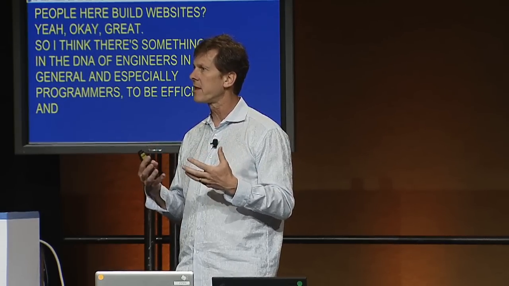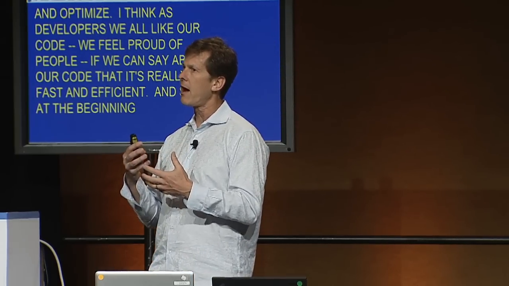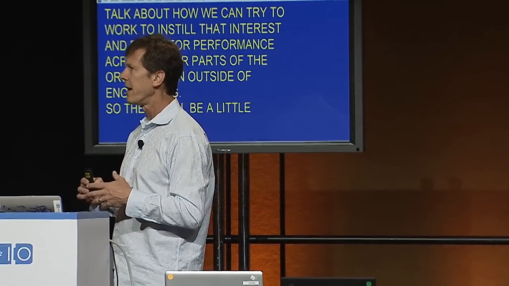I think there's something in the DNA of engineers in general, and especially programmers, to be efficient and optimize. As developers, we all like our code. We feel proud if we can say about our code that it's really fast and efficient. So at the beginning, I'm going to talk about how we can instill that interest and buy-in for performance across other parts of the organization outside of engineering. There'll be a little preamble on that, and then we'll dive into the HTML5 stuff.